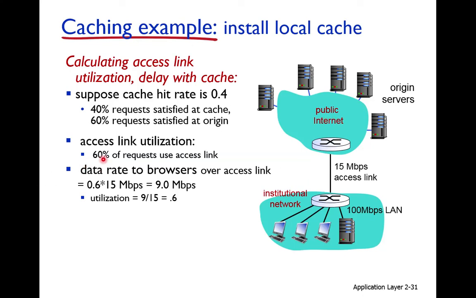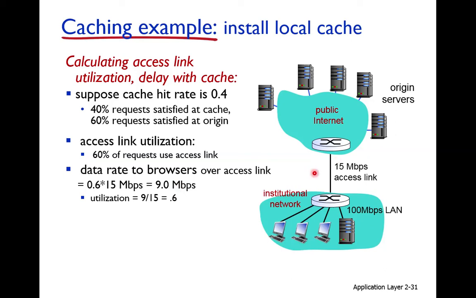So let's do some calculation. For the 60% of objects, there will be access link utilization. It means that 60% of requests will be using the internet instead of all. So instead of 1, it is 0.6 into 15. Why 15? Because this 15 is the Mbps. So in this case 9 MB is used.